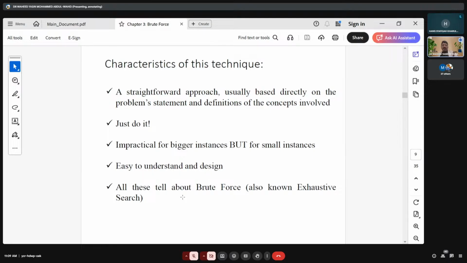Characteristic of this technique: a straightforward approach, usually based directly on the problem statement and the definition of the concept involved. Just do it. Impractical for bigger instances, but for small instances it is okay. Easy to understand and design. All these tell about brute force. So this is the characteristic of brute force, also known as exhaustive search.